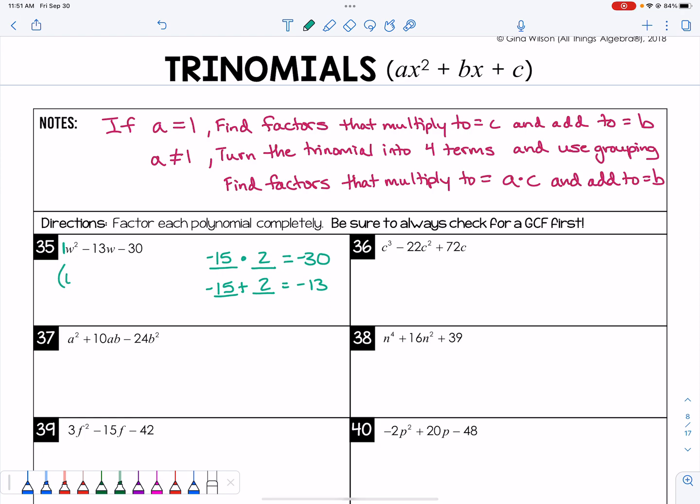And so then I just need to write those out. W minus 15 and W plus 2. And then that's all I need to do with that one. So let's look at another one.